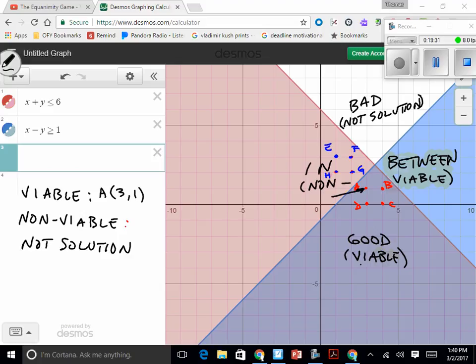Now what I'm trying to get you to do, I want A, B, C, D. Again, you would do B and its coordinates, and C and its coordinates. These answers, by the way, are good. Non-viable, you're almost there. It's going to be E.